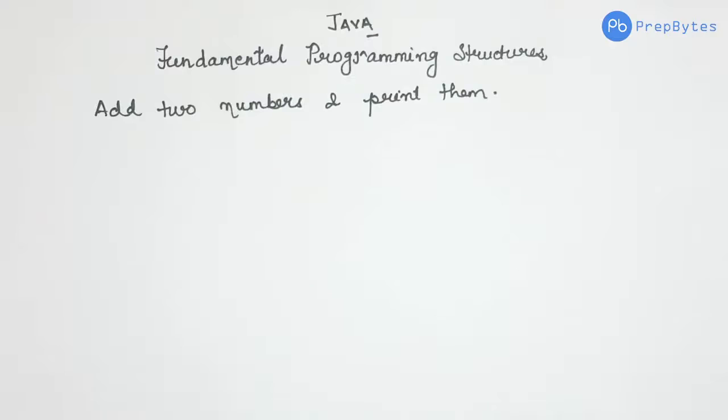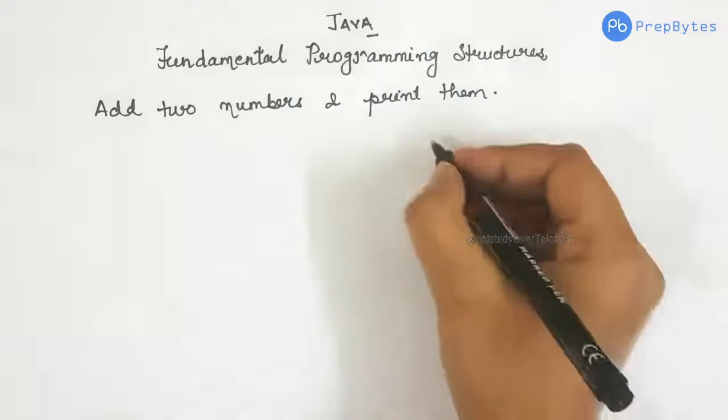The very first thing that we do in Java to write a program is to create a class. Everything in Java, be it methods or variables, remains inside a class. So very firstly, we have to create a class. How do we create a class in Java?